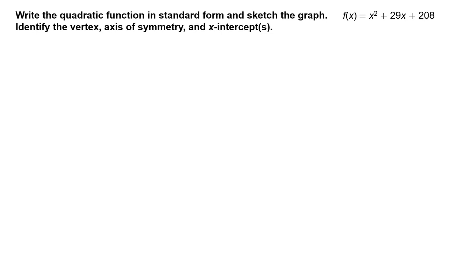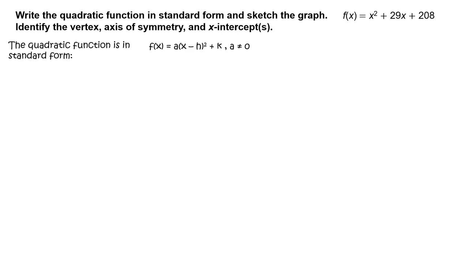Write the quadratic function in standard form and sketch the graph. Identify the vertex, axis of symmetry, and x-intercept or intercepts. The quadratic function is f of x equals x squared plus 29x plus 208.